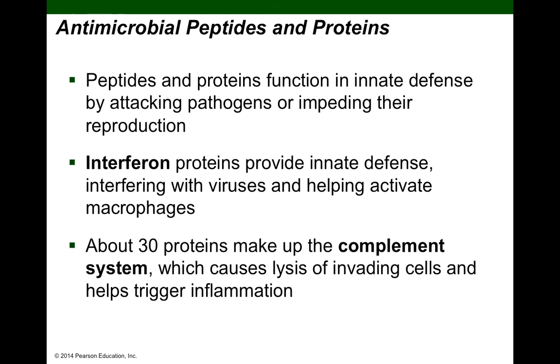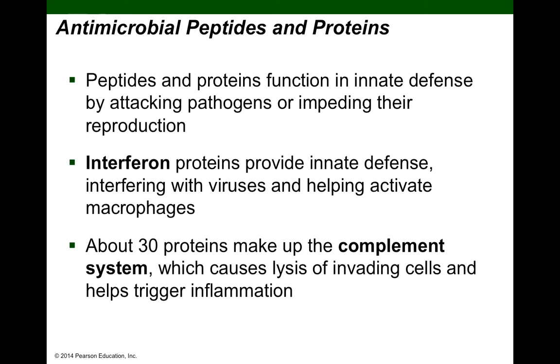Antimicrobial peptides and proteins are yet another defense mechanism of the innate immune system. One example are the interferons. These are proteins that deal primarily with viral infections. For example, if a cell is infected with a virus, it can secrete interferons to let its neighbors know it's infected and to take the proper precautions so they don't get infected as well.